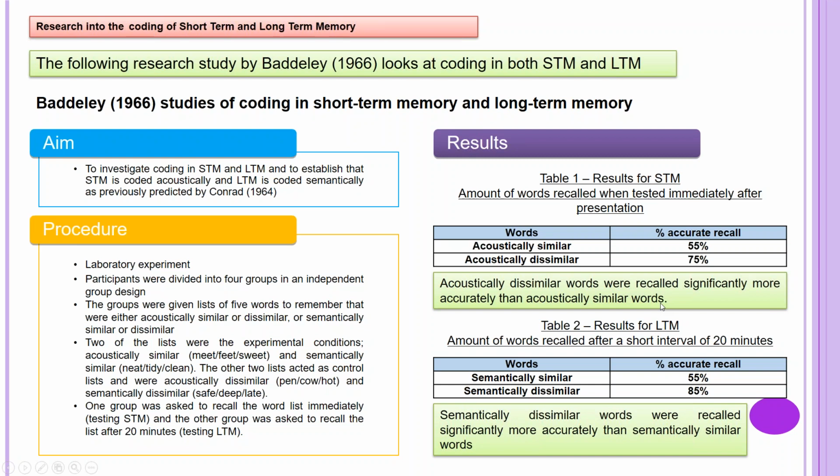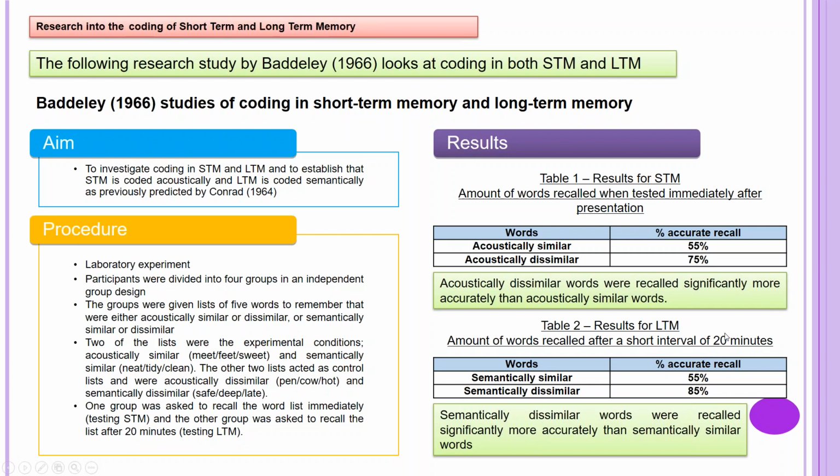Research into the coding of short-term memory and long-term memory. The following research study by Baddeley 1966 looks at coding in both short-term memory and long-term memory. The aim: to investigate coding in short-term memory and long-term memory, and to establish that short-term memory is coded acoustically and long-term memory is coded semantically, as previously predicted by Conrad in 1964.